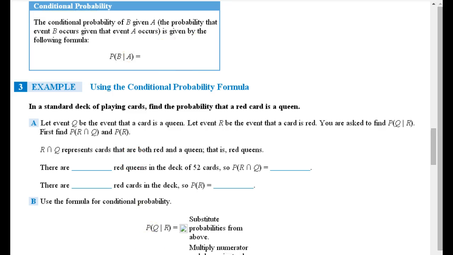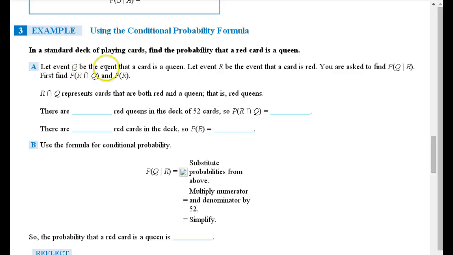In a standard deck of playing cards, find the probability that a red card is a queen. So in this case, they're telling us that it is a red card. So the given is that it's a red card. And they're saying that Q is the event that it is a queen. So we're finding the probability of the queen given that it is a red card. So find the probability that it's a queen when you know that it's a red card.